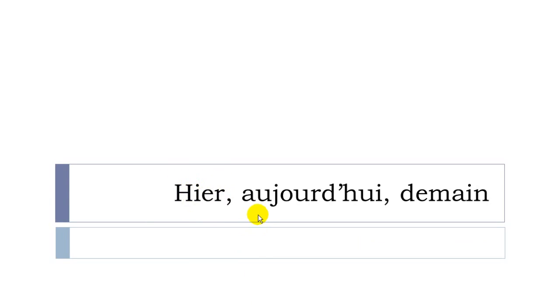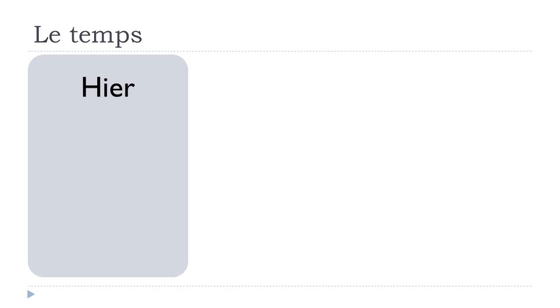Hier, yesterday. Aujourd'hui, today. Demain, tomorrow. Okay? So let's see now. Hier, so yesterday. Hier matin. Matin is morning. So yesterday morning will go in French like hier matin. Okay?